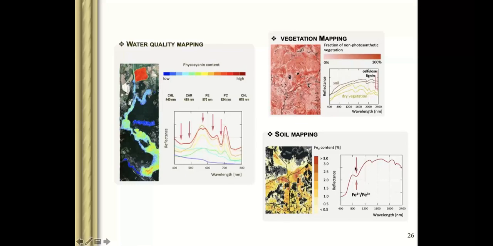So soil mapping is possible. You can map different types of ions in the soil. Similarly, you can do it in plants. You can map cellulose, lignin, dry vegetation, fertilization, a lot of things over here.